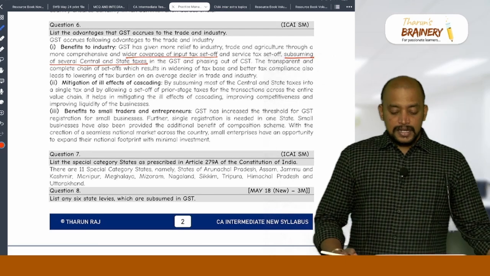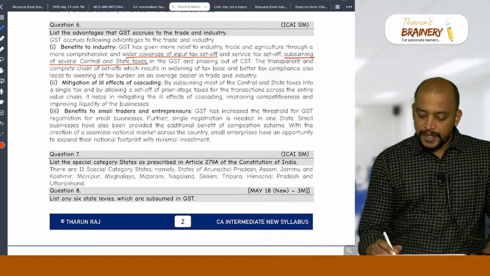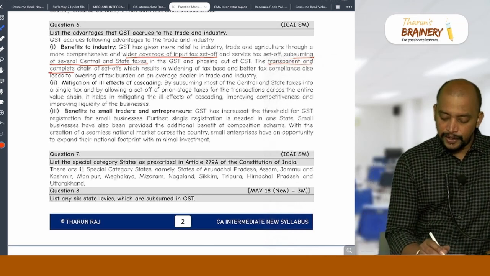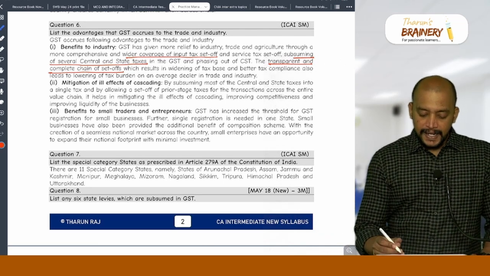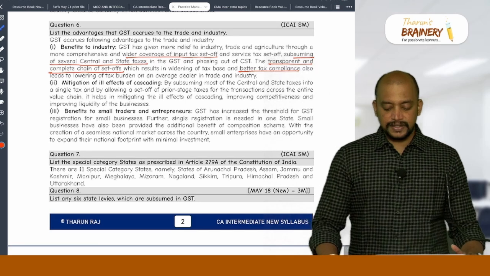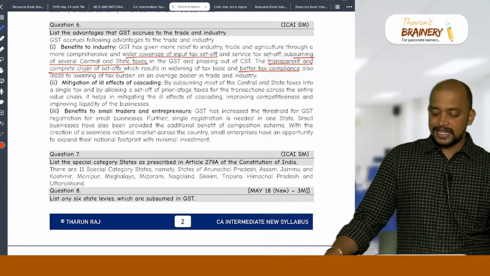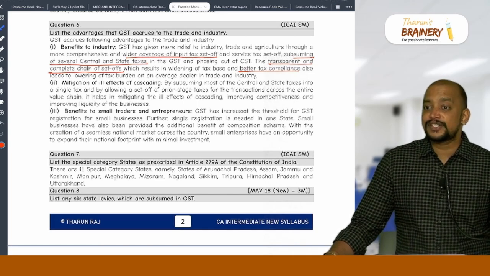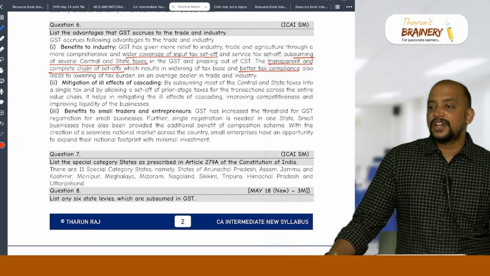Okay. Then next, a transparent and complete chain of set-offs, and even better tax compliance. These are the advantages. Wider coverage of ITC means input tax credit. Second, subsuming several central and state taxes, because GST is by subsuming various taxes. And then a transparent and complete chain of credits.